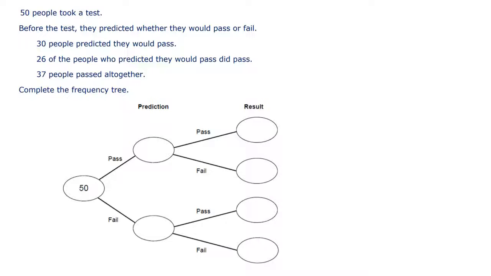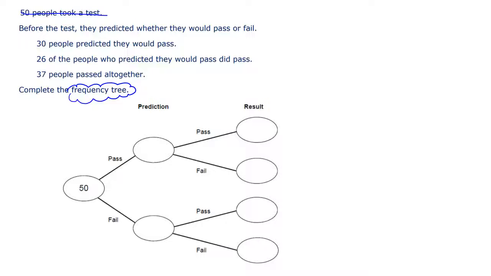So you've all been asking for help with probability, so we'll start with a nice easy one. This is called a frequency tree, and it's something which is new on the GCSE, but it's actually really simple. So 50 people took a test.